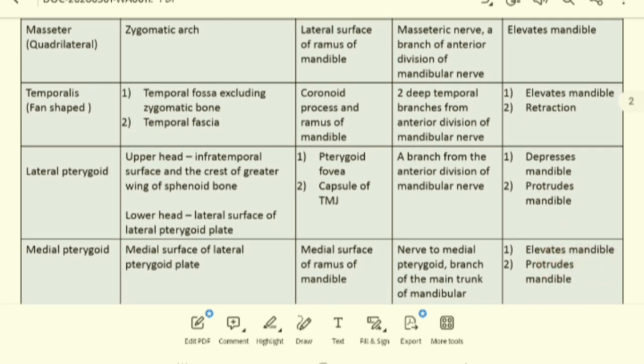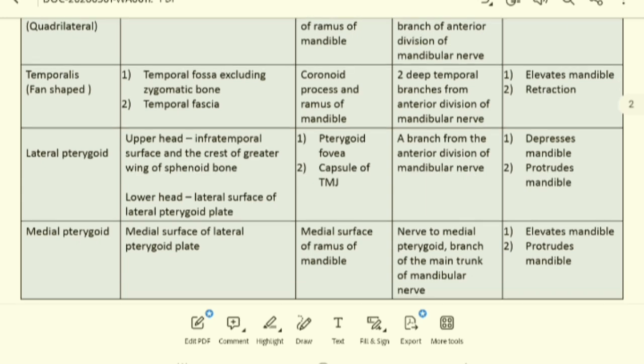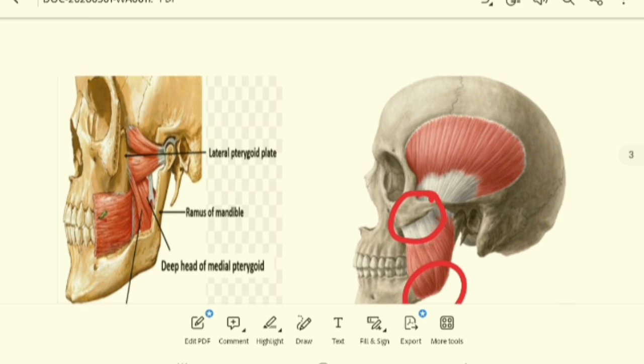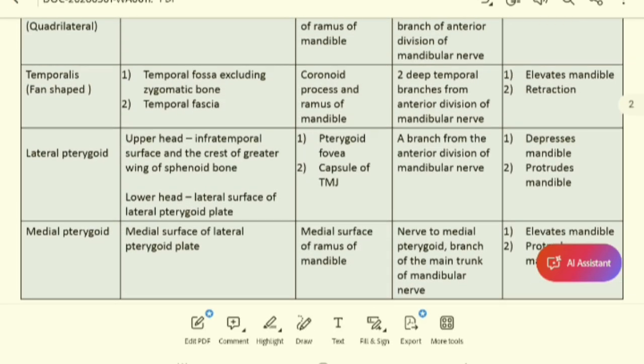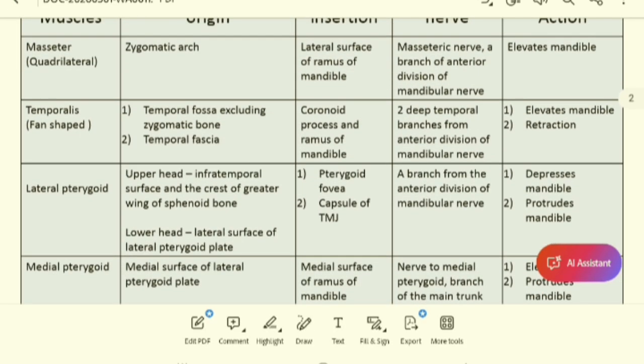Coming to the temporalis, that is fan shaped. The origin is the temporal fossa, excluding the zygomatic bone, and the temporal fascia. And the insertion is the coronoid process and the ramus of the mandible. As you can see here, this is the temporalis muscle and the origin is from the temporal fossa, excluding the zygomatic bone and the temporal fascia, and the insertion is into the coronoid process and ramus of mandible.